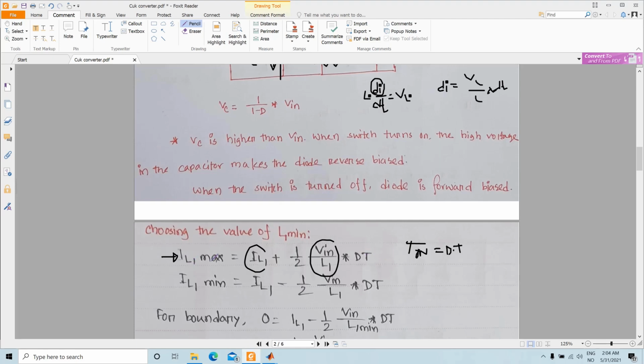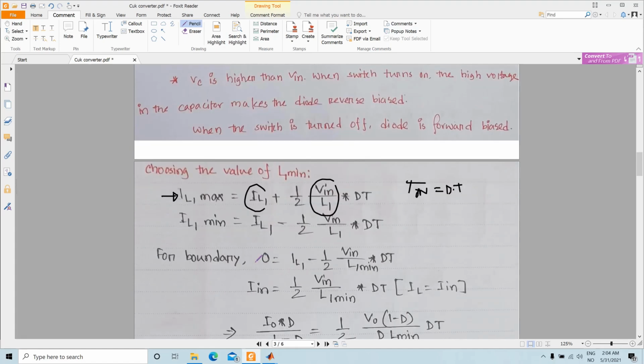So once you know IL1 max, you can find IL1 minimum, which should be the negative of it here, because now we have the DC component of the IL1 minus half of the peak to peak value of the inductor current. Now during the continuous operation, for the minimum value of IL1 at the boundary, this minimum IL value should be 0. So now we say that this part should be 0.